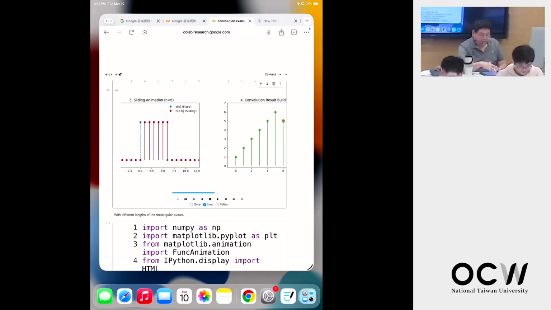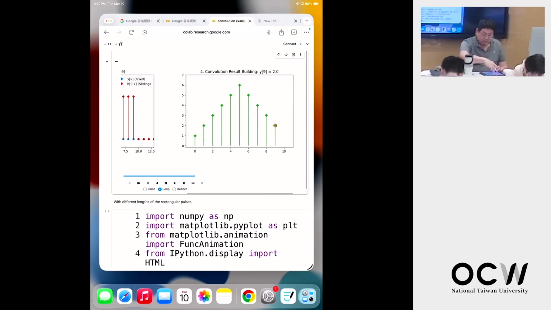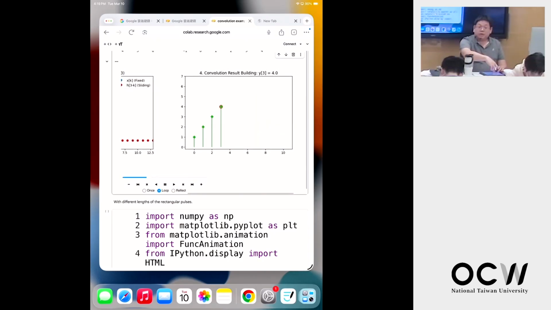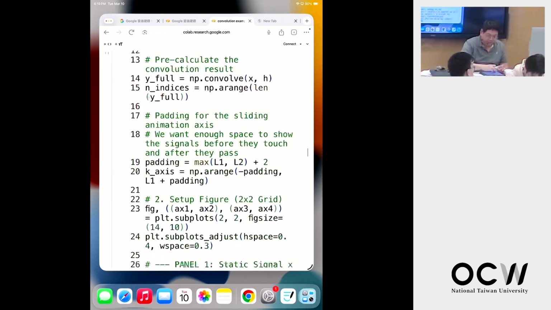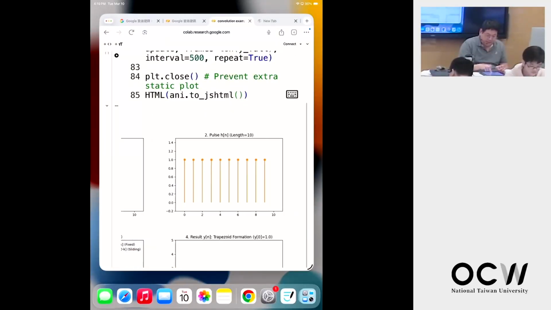Well, you flip one and then move it to the right. And you can see that if you have two exactly the same rectangular pulses, the output will be a triangle pulse. Now, if you have different lengths of the rectangular pulse, let's see. This is X, and here's H.